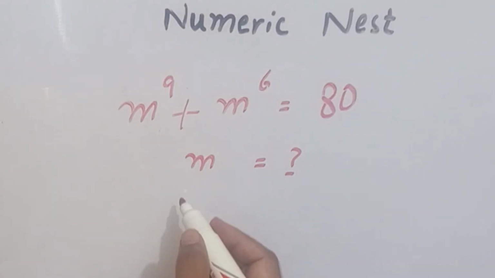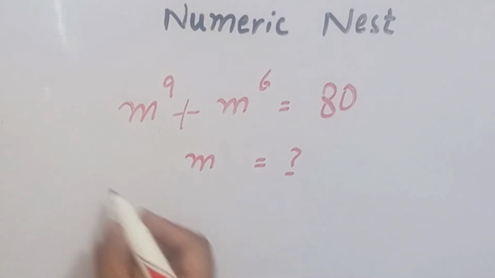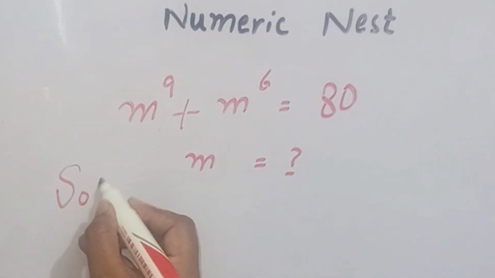In this video we are going to solve this question for m: m raised to the power 9 plus m raised to the power 6 is equal to 80, and we find all the possible values of m.